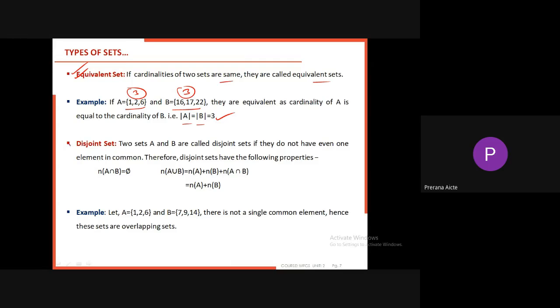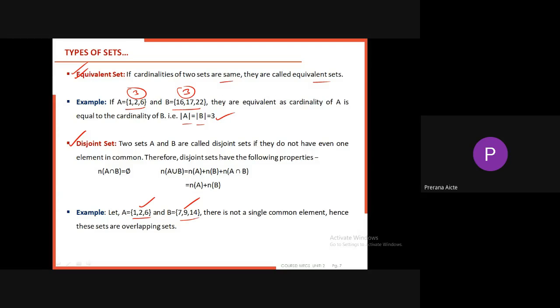And coming to this important point, disjoint sets. Two sets are said to be disjoint if there are no common elements between the two sets. Let us see this example: A is {1, 2, 6} and B is {7, 9, 14}. There are no elements common to both set A and set B, so I can say that set A and set B are disjoint sets.